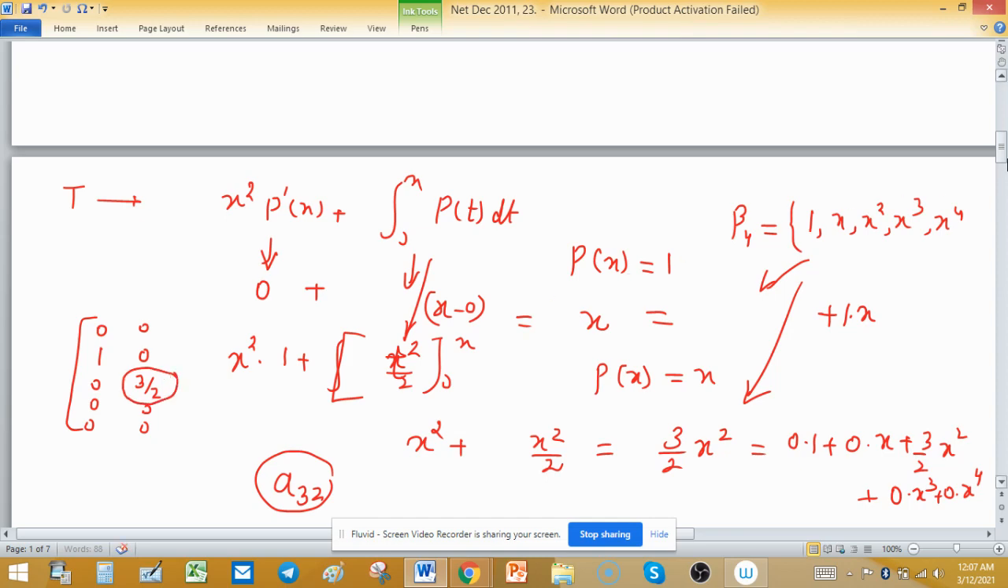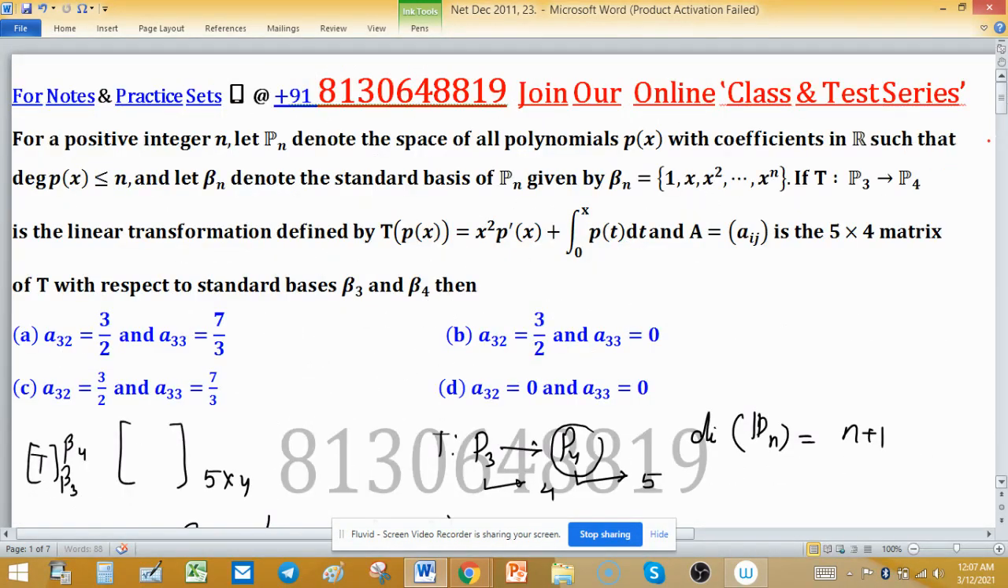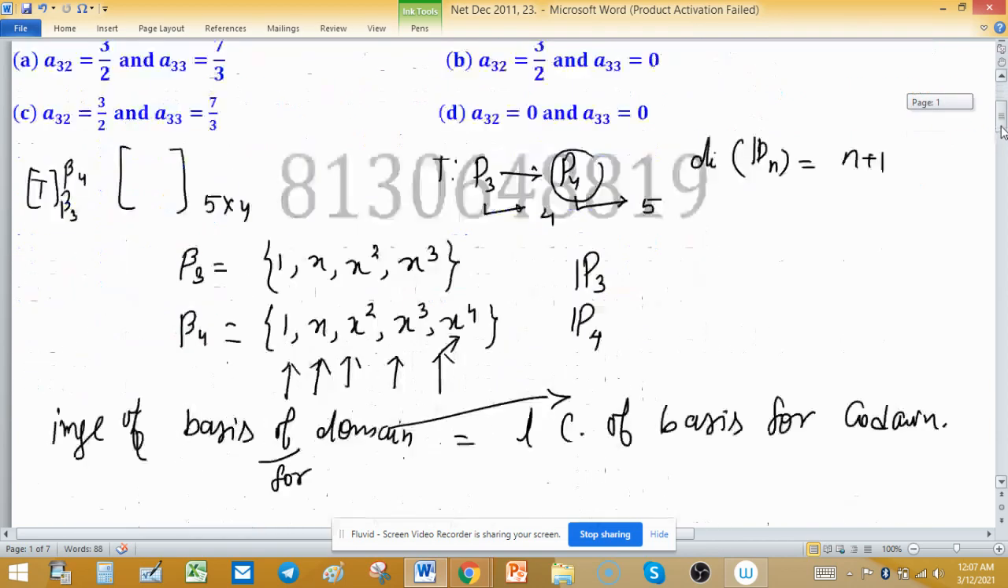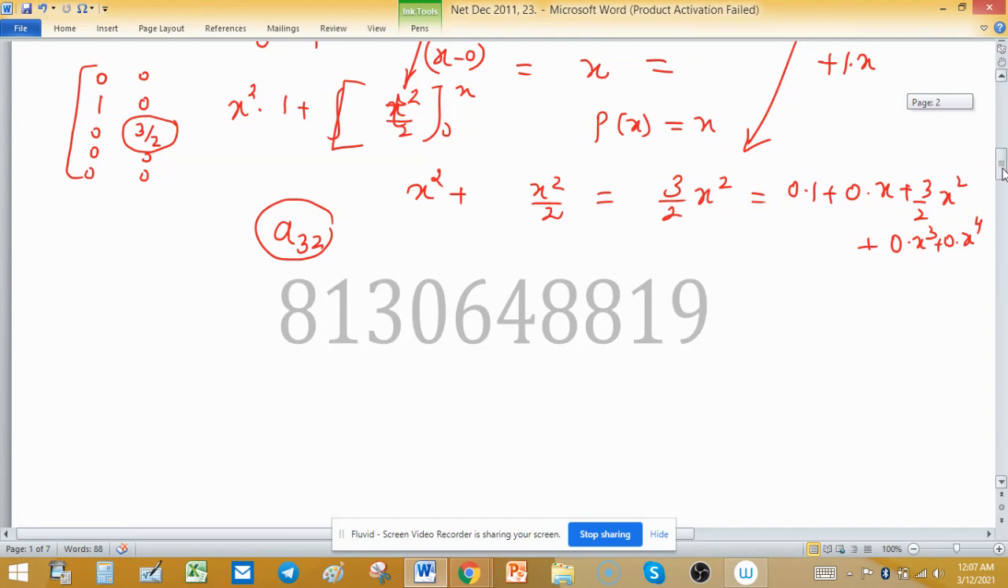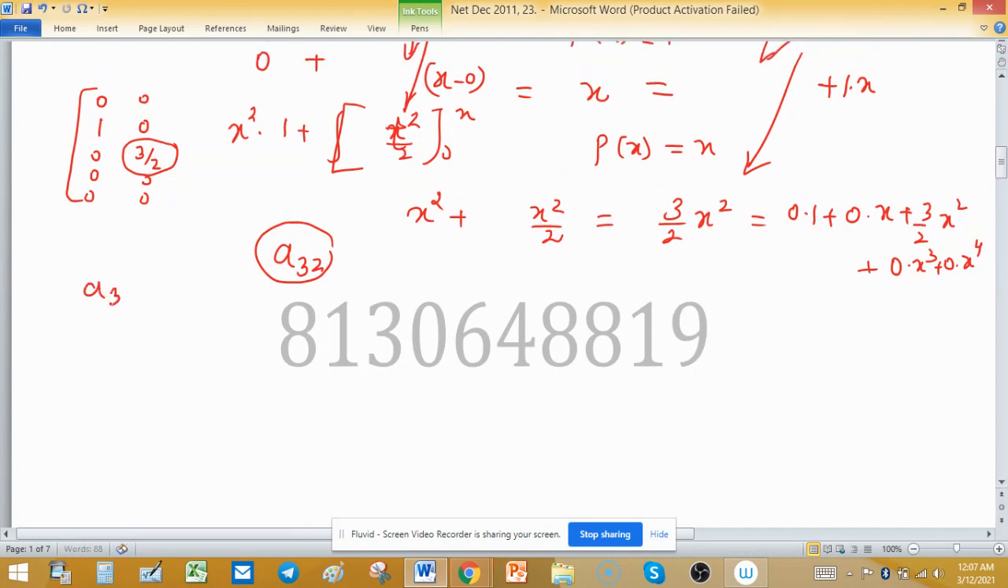Now you can check which option is giving 3 by 2. In all of the first three options 3 by 2 is perfect. Now what is the entry A33? Our motive is to find this entry. So write p(x) as x square. Its derivative will be 2x.